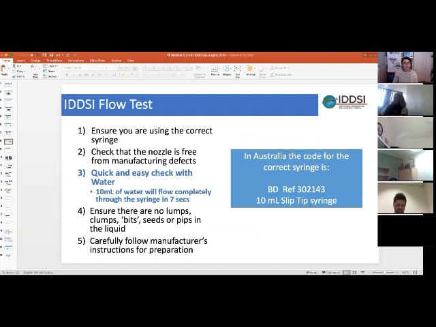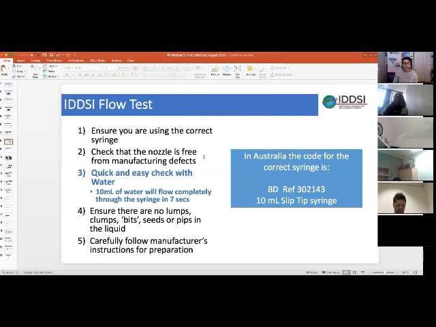A couple of tips to start with. So first of all, ensuring that you're using the correct syringe. And I've included on the right-hand side here the code for Australia. So it's a BD reference number 302143, 10 millilitre slip tip syringe.